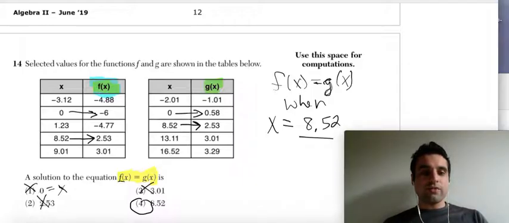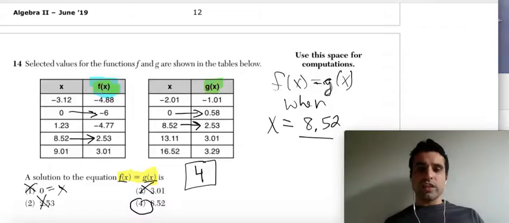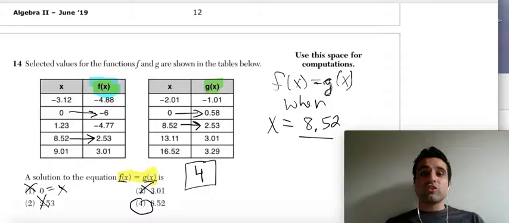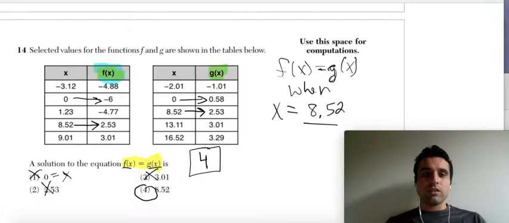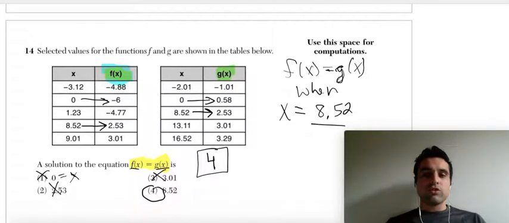That's when f of x is equal to g of x, choice 4, when x equals 8.52, okay? So it's always the x coordinate whenever they're talking about function notation, f of x equals g of x, all right? That was not a bad question. The only trick is you need to understand it's the x value they're looking for, okay?